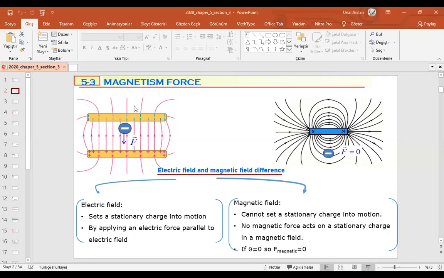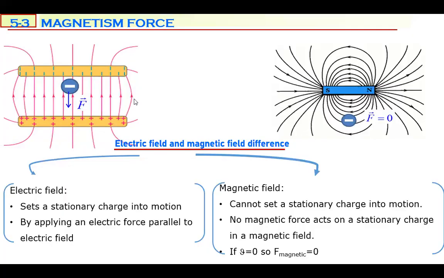Yes, there are two types of fields. One of them is the electric field, the other one is the magnetic field. Electric field is studied in the 11th grade. If you locate a charged particle inside the electric field, for example, a negatively charged electron or a positively charged proton, this electric field sets these charges into motion. So this electron starts moving in the opposite direction of the electric field.